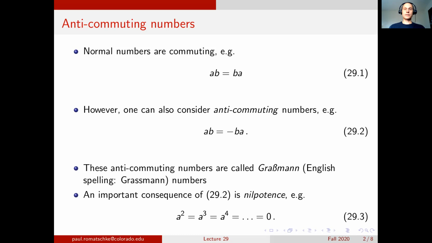An important consequence of the anti-commutation relation is the so-called nilpotence rule. If you take equation 29.2 and apply it to the same variable a, you get that a times a is minus a times a. So a squared is minus a squared. Since the only variable that fulfills this rule is 0, you find that a squared, and consequently also a cubed, a to the fourth, and any higher power than 2, will have to be equal to 0.